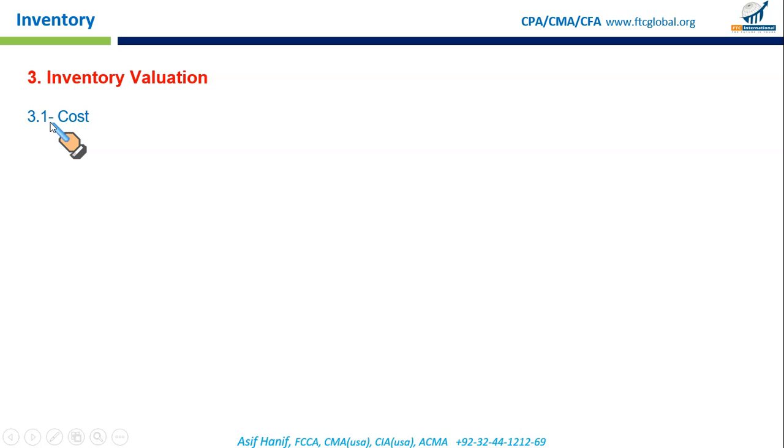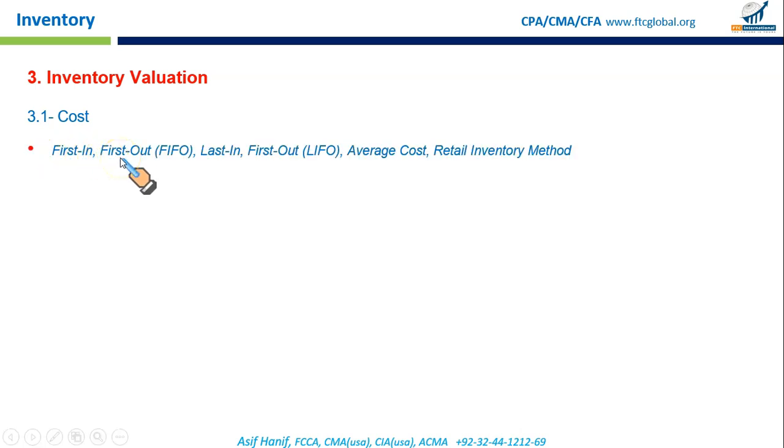And cost means the cost incurred in bringing the inventory to their present condition and location: all the direct material, labor, variable overhead, fixed overhead, all incurred to bring the inventory to its current condition and location, that is included in cost. So this means the price that we have paid to acquire the inventory, material, labor, it's all included. These are the methods of determining inventory cost.